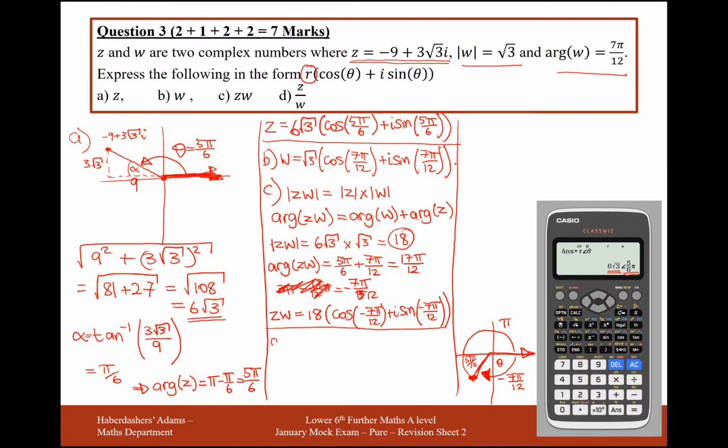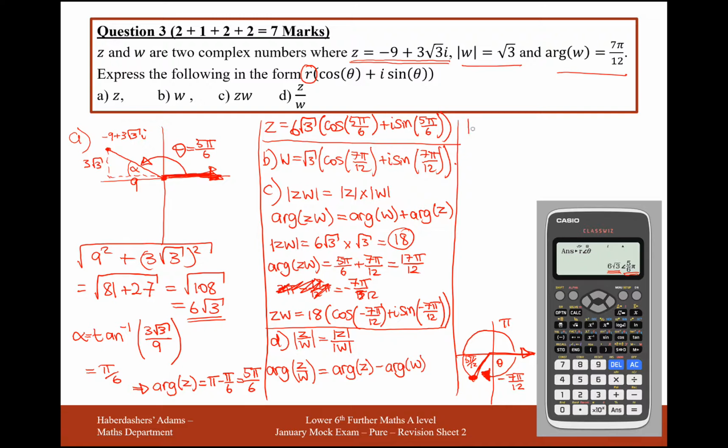Okay. Part D is now Z divided by W. So let's think about what rules we need for Z divided by W for the modulus. Well, for when it's divided by, you divide by your moduluses in exactly the same way. And if you're finding the argument once two complex numbers have been divided by each other, you have to subtract your arguments from each other, like that.